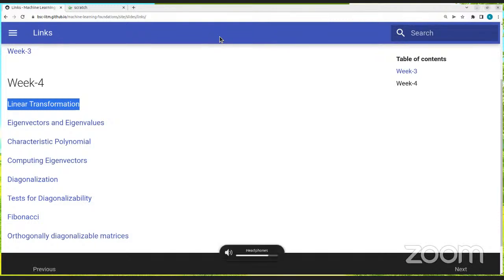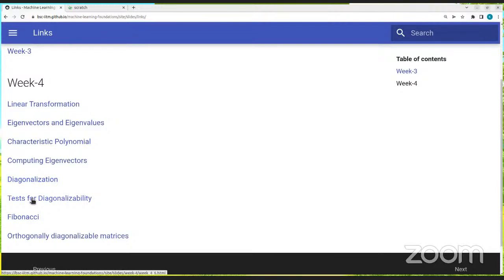Okay, right. What we'll do is we have 2 hours. We have to cover diagonalization, the test for diagonalizability, the Fibonacci sequence, and one more section. So that will be our target.